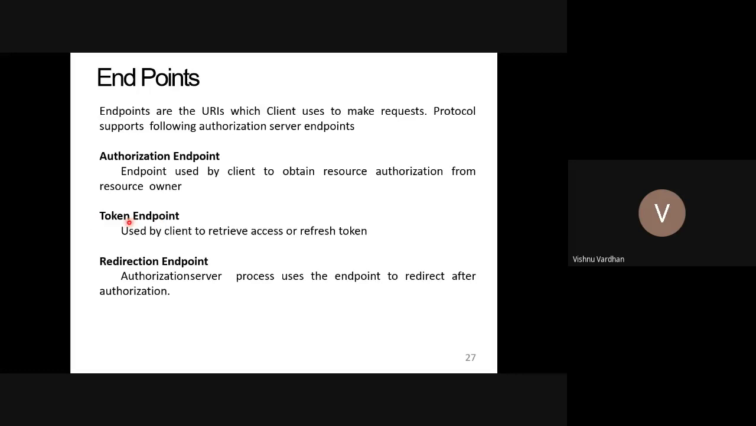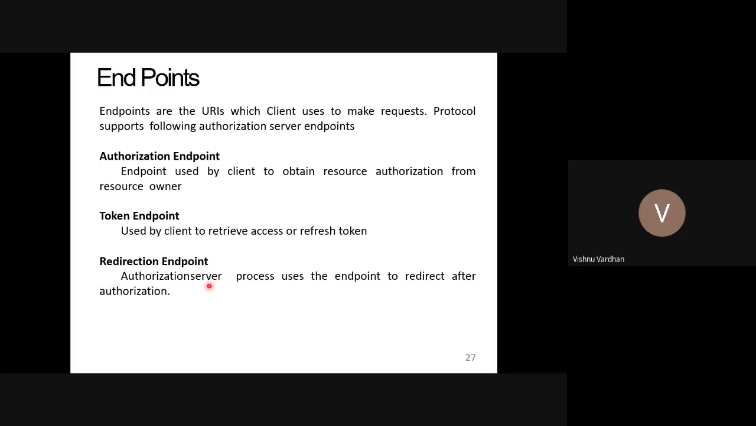Then the token endpoint is used by the client to retrieve an access or refresh token. An endpoint is nothing but an API. They are nothing but URIs, that means uniform resource identifiers, or URLs. Uniformity means the uniqueness that is there in the domain. Every URL is identified in a unique way, and they are nothing but the endpoints. So the token endpoints deal exclusively with access tokens, or they can be used with refresh tokens.